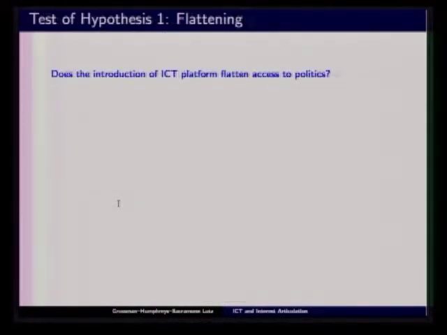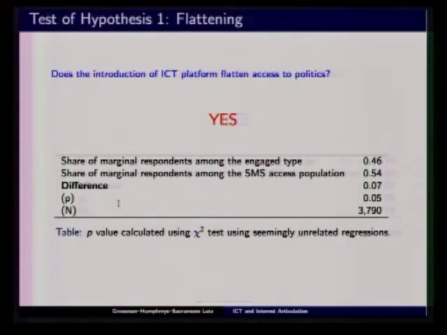So let's start answering some of the questions we posed before. The first question is, does the introduction of an ICT platform flatten access to politics? And the answer is yes. The way we look at it is the following. We coded all our 3,790 respondents as people that are highly engaged in politics and low engagement in politics. And we've also coded them as whether they're marginalized or not. We can talk about the measurements in the Q&A if you're interested.